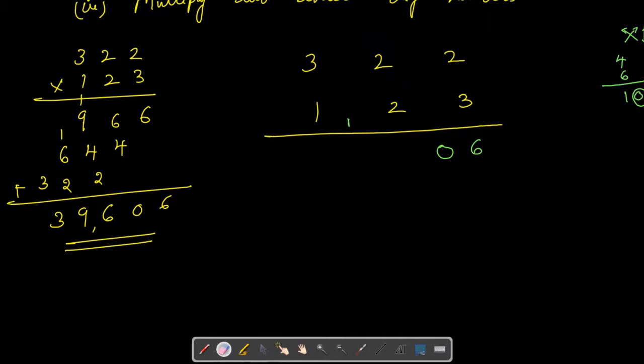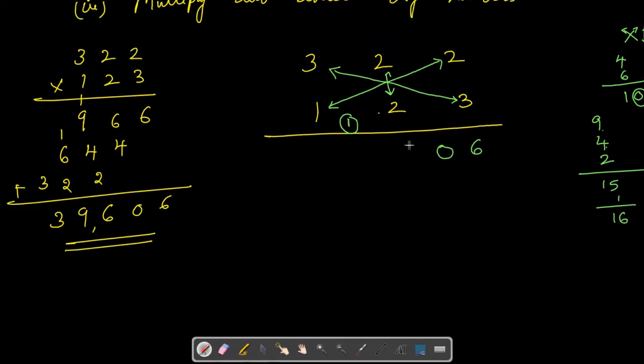Now, in the next step, I will be multiplying again in a very big cross manner. That means the first number with the last number, and the last number with the first number, and the second number. So in the form of a star, I'll be multiplying. So now what do I have? 3 times 3 is 9, 2 times 2 is 4, and 1 times 2 is 2. So 9 plus 4 is 13, plus 2 is 15, and I have a carry forward over here, which is a 1. So it becomes 16. So I'll take a 6 over here, and also I'll take a 1 as carry forward.